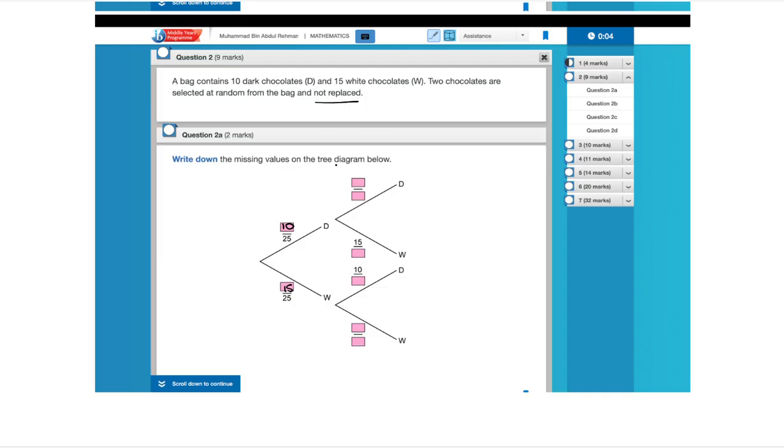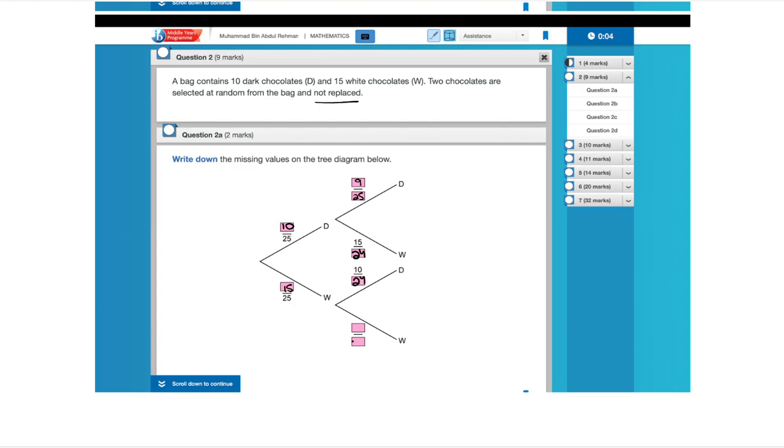Now, what about it being not replaced? So not replaced means it's being removed. So in the first case, if we have removed the dark chocolate, we get 9 out of 25. And if in the first value we got dark and we want a white chocolate in the second option, automatically the denominator value is going to decrease. And just like that, if we were to get a white chocolate in the first case and a dark chocolate in the second case, of course one value is going to be removed from the denominator.